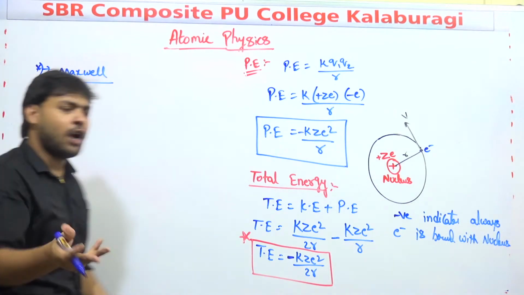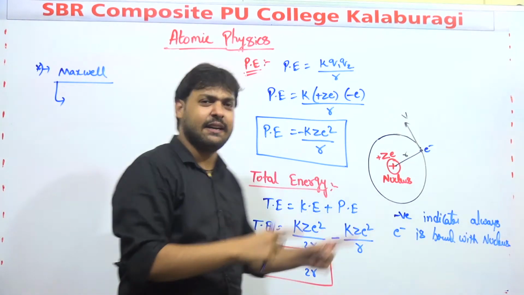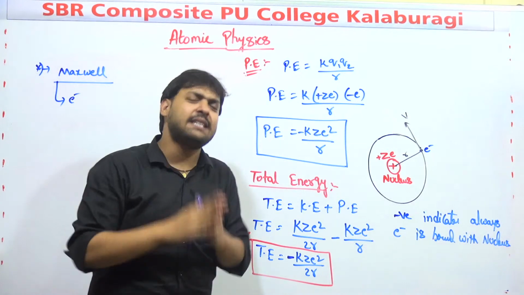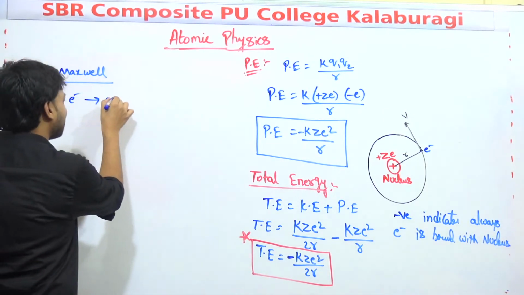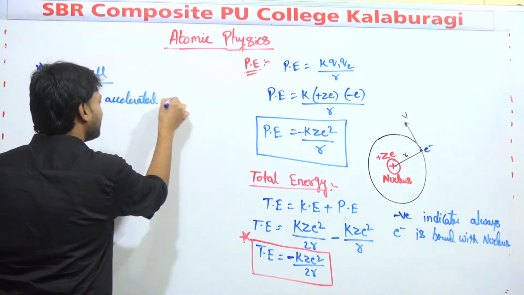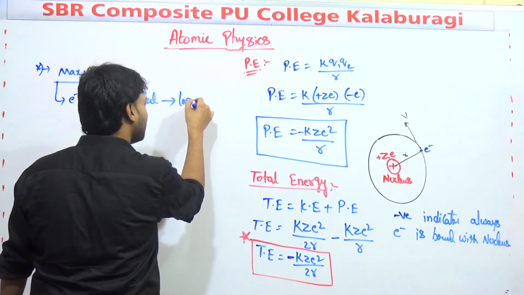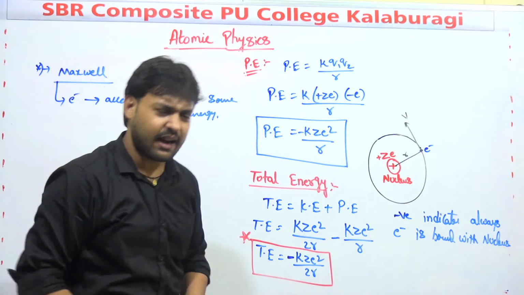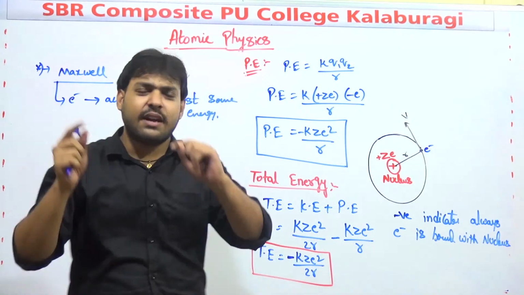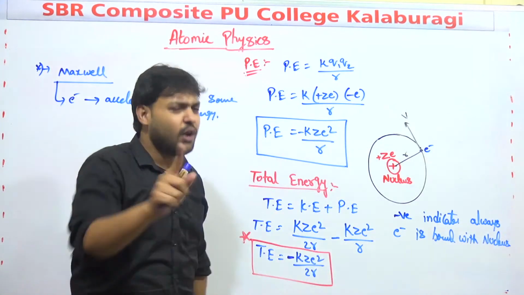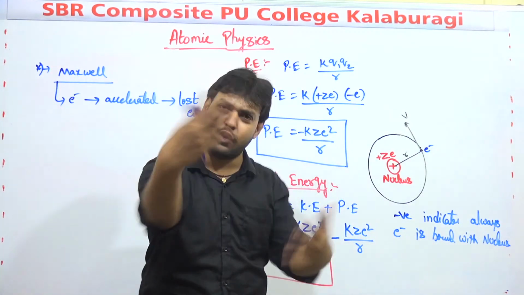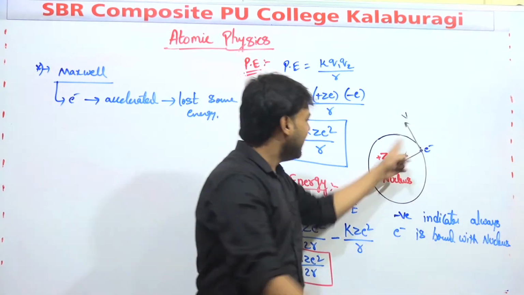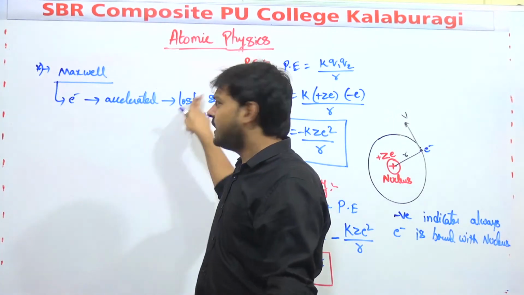Whenever a charged particle, not only the electron, whenever a charged particle is accelerated, according to us we write it as electron, but it should be a charged particle, right? So whenever a charged particle is accelerated, it should lose some energy. Now, if I apply my theory here, you are telling the electron is accelerated, okay, very good. That force you gave as electrostatic force, that is providing the centripetal force, so it is accelerating, you said. If it accelerates, it will lose some energy.